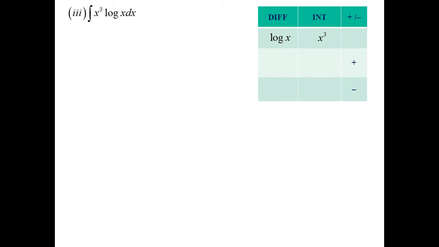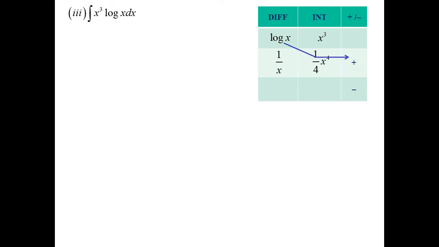X cubed log x then. Well, log x, I'm going to have to use that for differentiation because I can't integrate that one. Differentiate log x, I've got 1 on x. Integrate x cubed, I've got a quarter x to the 4. Product of that can be integrated.